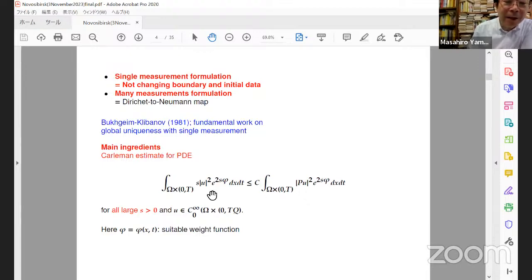Here u is, for the moment, assumed to have compact support and to be sufficiently smooth. Then for all large s, we have this estimate. What is important is the weight function e^{2sφ}, where s is usually a large parameter, for all sufficiently large s, with φ suitably chosen. Then this is a uniform estimate in s. This means that the constant C is uniform for all large s. This is a key estimate.